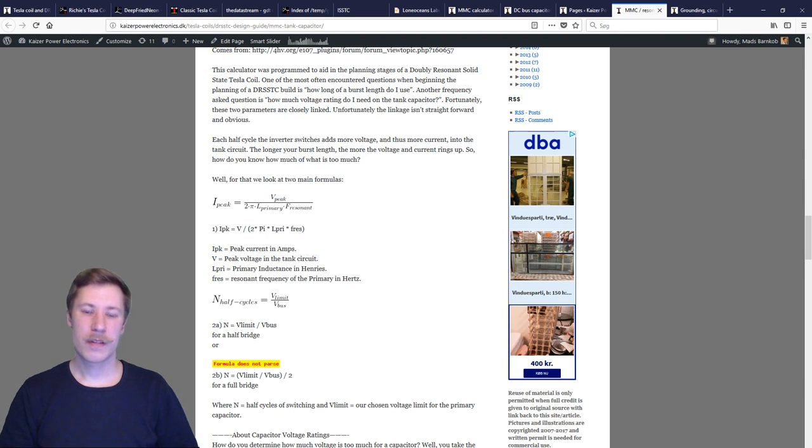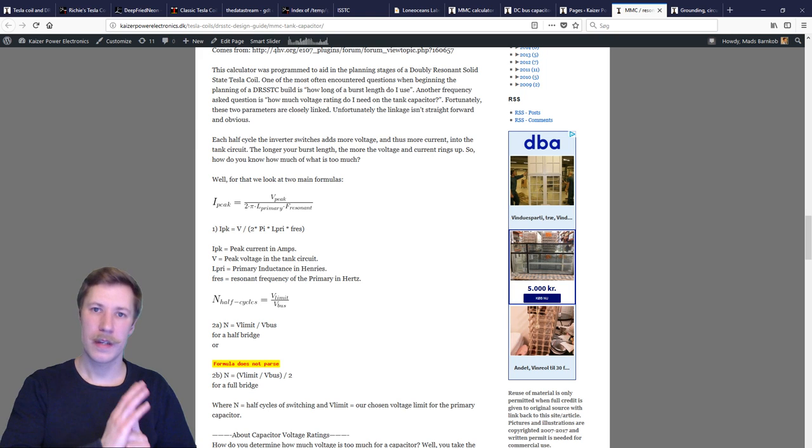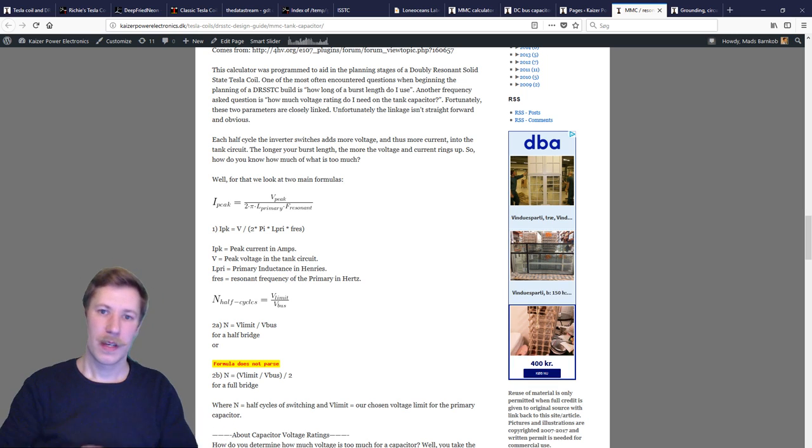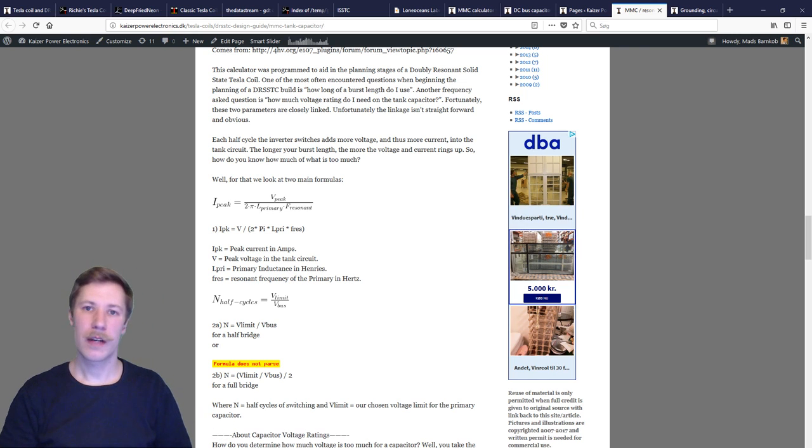it really comes down to your primary circuit. You have your primary inductance, you have the voltage that you drive the primary circuit with, and then you simply have to calculate your burst length. For each cycle that you keep switching power into the circuit, the current will ring up. So this is how you calculate your primary peak current.